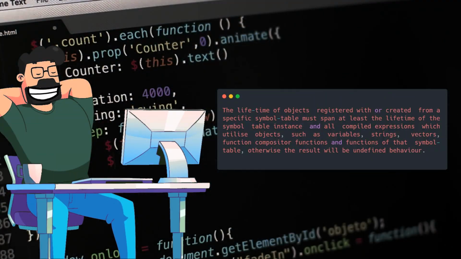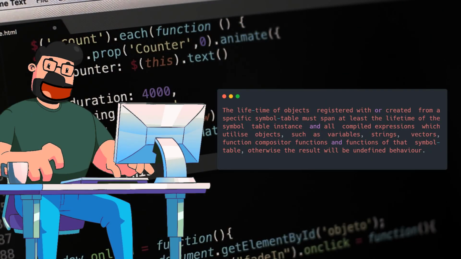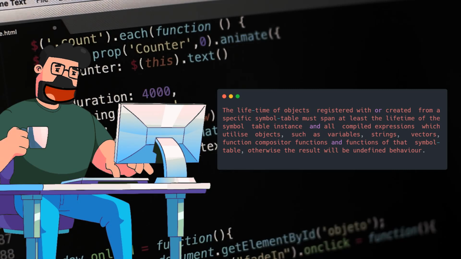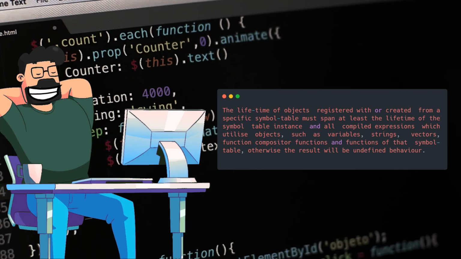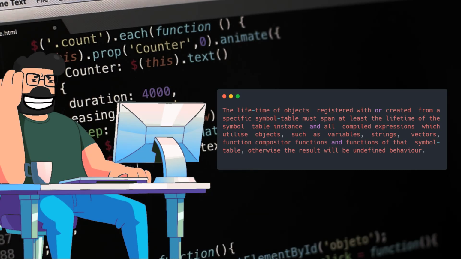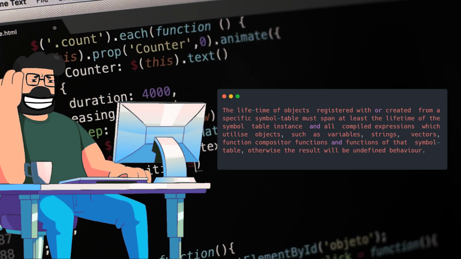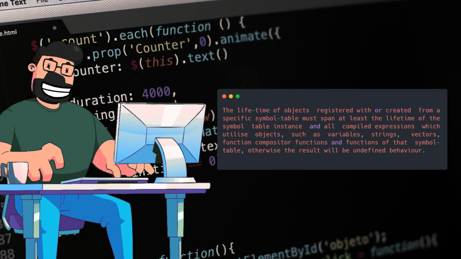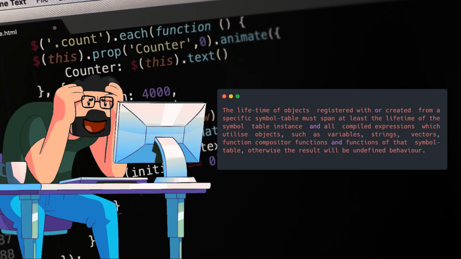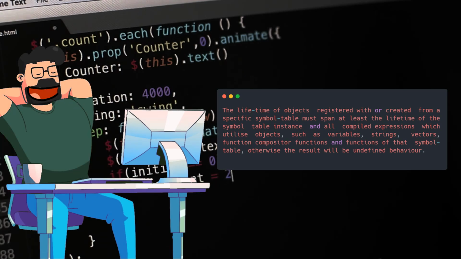Now, let's talk about the solution to this pesky problem. The key lies in understanding the importance of managing the lifetime of objects registered with a symbol table. As mentioned in the README file for ExprTk, it's crucial for objects like variables, strings, vectors, and composited functions to exist at least as long as the symbol table and any compiled expressions utilizing them. Failure to do so can lead to undefined behavior, like the undefined symbol error we encountered. Remember, proper object lifetime management is essential for a smooth workflow.